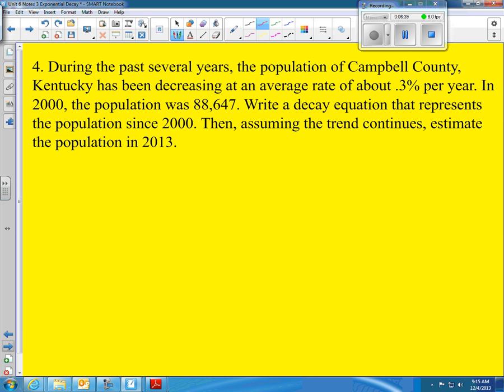Number 4 is again a word problem. It says to write the equation, and then, assuming that the trend continues, estimate the population in 2013. It's not going to give you an A and a B, but I'm very confident that you'll be able to come up with the equation and predict an estimate for the population in 2013. Go ahead and finish up 4, and then I want you to try 5.